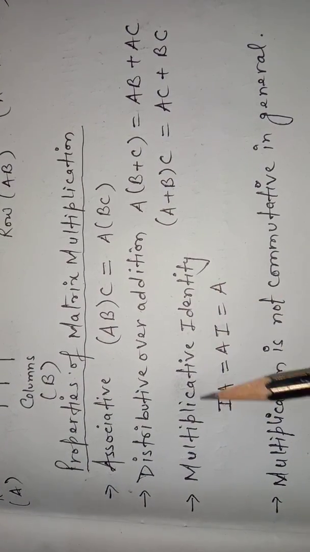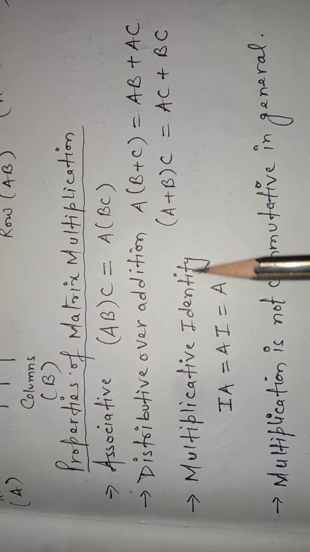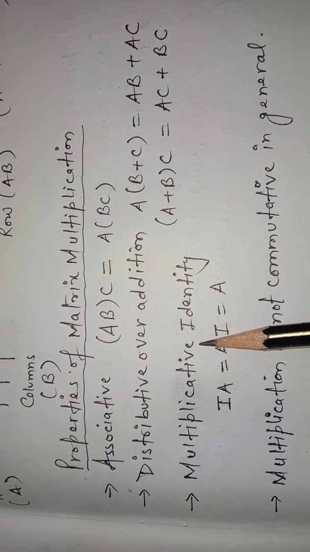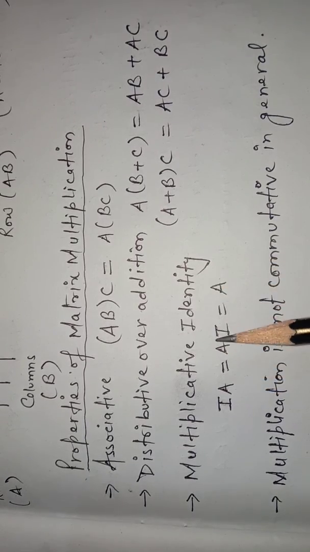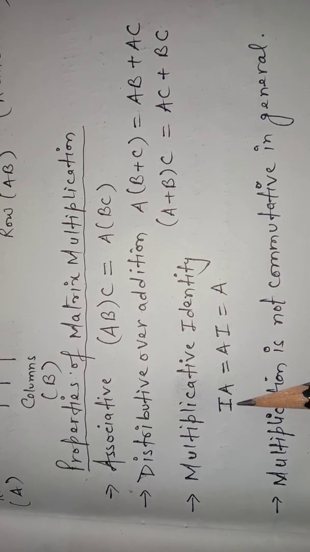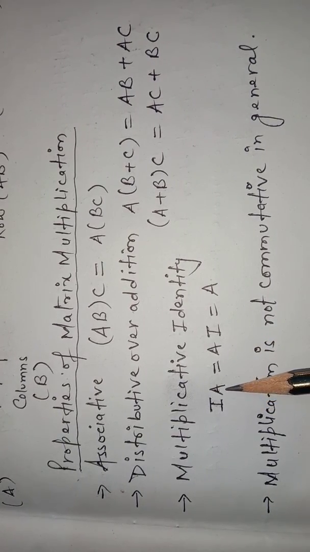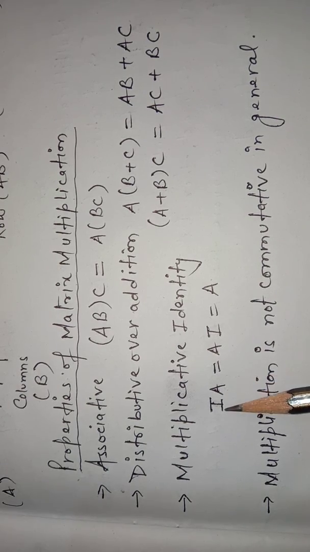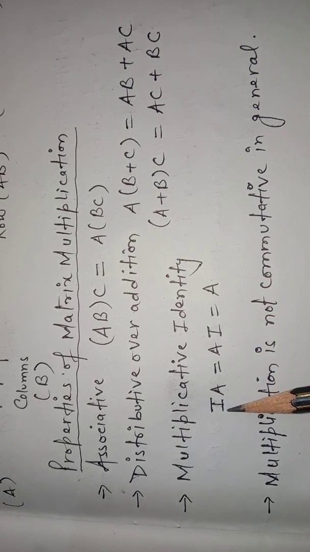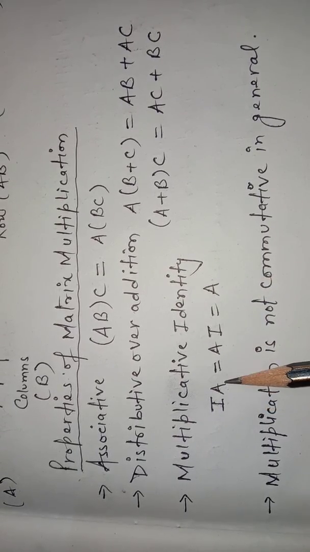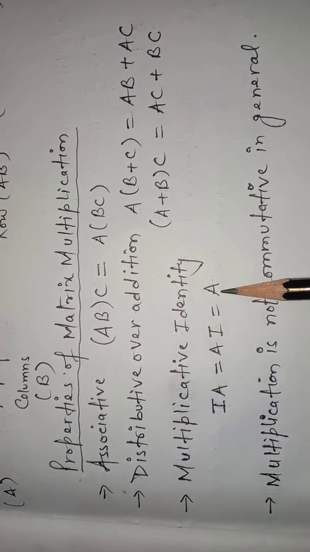Next property is multiplicative identity. Multiplicative identity means, suppose in real numbers I have 1. If I multiply 5 with 1, we get the same result. So 1 is actually the identity. In the matrix case, we will not take any real number. When we multiply a matrix A by the identity matrix, we get the same result. So either you multiply I into A or A into I, we get the same result, like 1 into 5 or 5 into 1, we get 5.